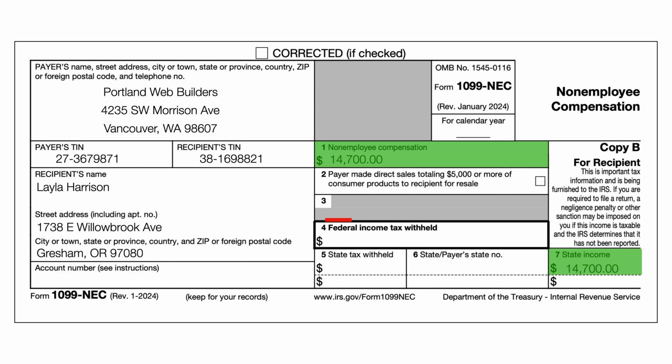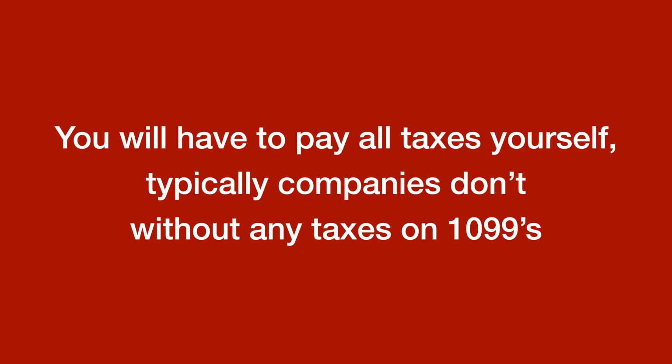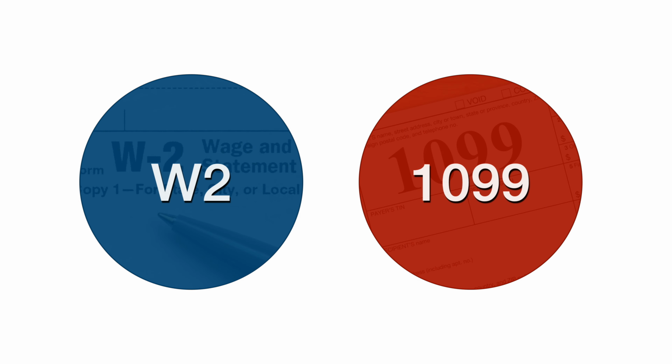But unlike a W-2, they did not take out any for federal income tax or state income tax or any taxes for that matter. So you eventually would have to pay that. That's why if you're working with 1099s, it's usually good to save extra money, because you're going to have to pay it again at the end of the year, versus in a W-2, they're taking it out each month for you. So you will have to pay all these taxes yourself, because typically the companies don't withhold any taxes on 1099s. So that was a quick summary of the two most common tax forms you'll see, W-2s and 1099s.